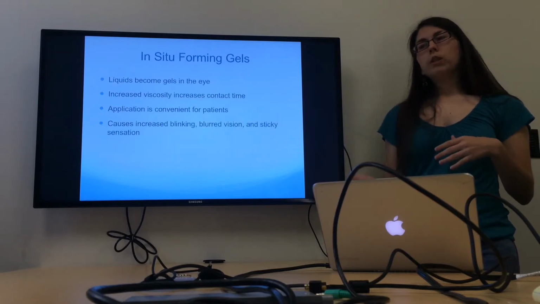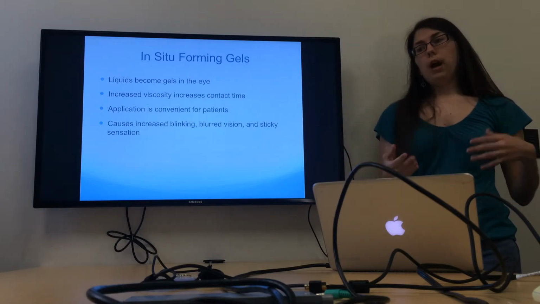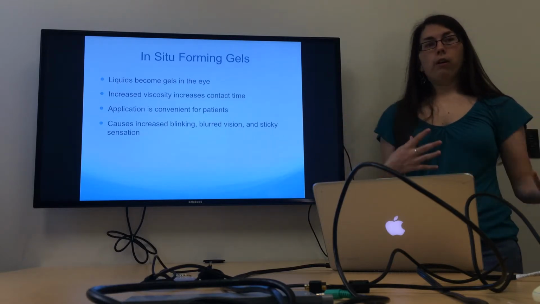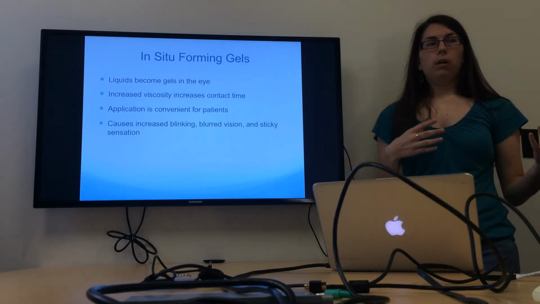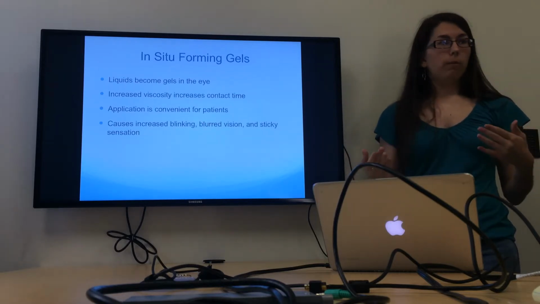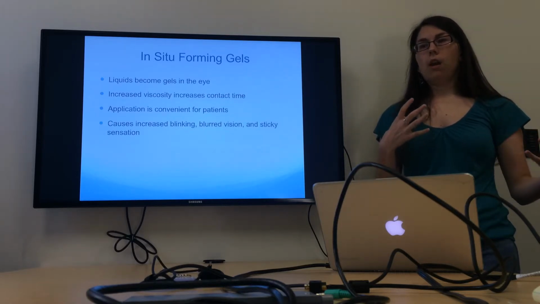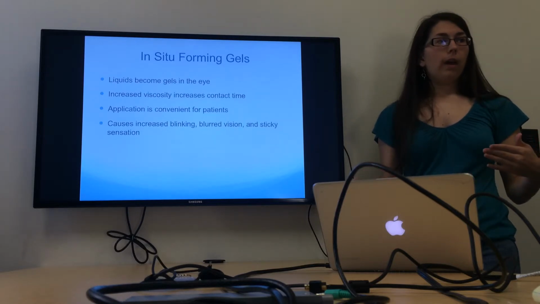So in situ forming gels are liquids that become gels once they enter the eye, and that's because of the temperature difference between the surrounding air and your eye. And so these gels have a higher viscosity than eye drops would. This increased viscosity means that it's going to sit on your eye and not go anywhere. So it can't be washed away, it can't be blinked away, or anything like that.